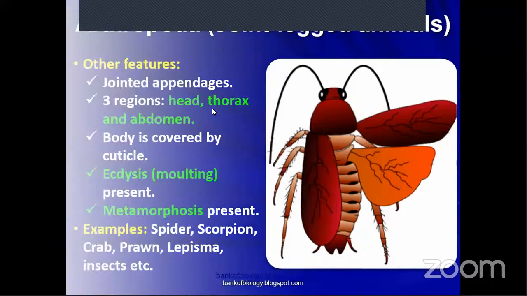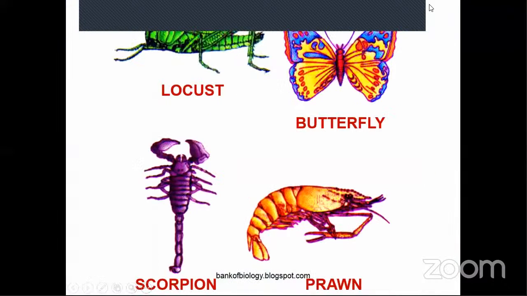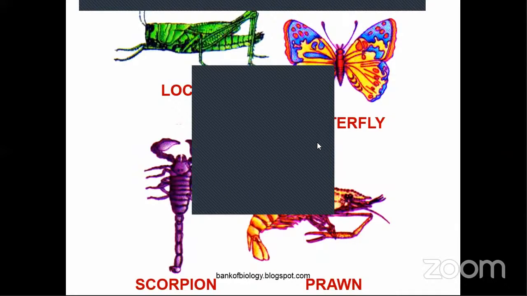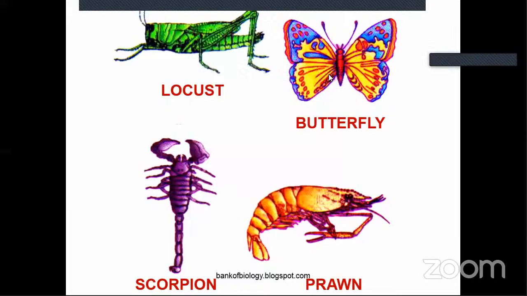Done. So we go to the next part. Look at the examples. Take down the examples. So what is cuticle? Cuticle is a thick, hard external covering that is found in arthropods, which is made out of a polysaccharide called chitin. It acts like an exoskeleton.